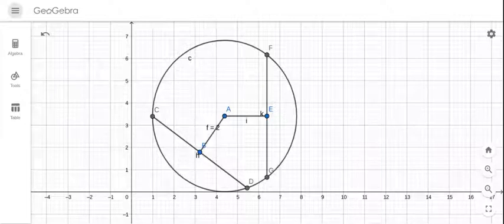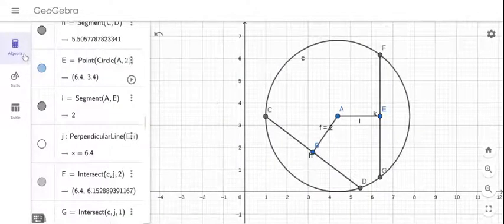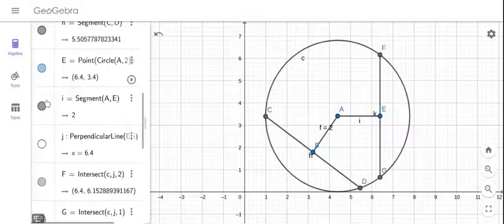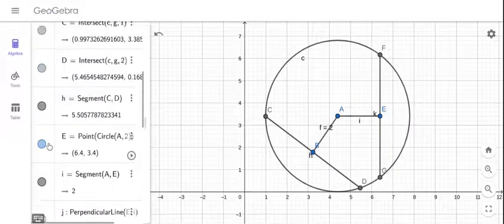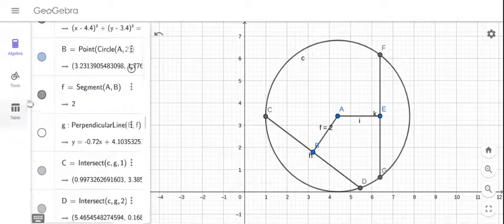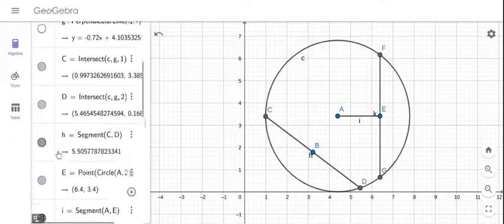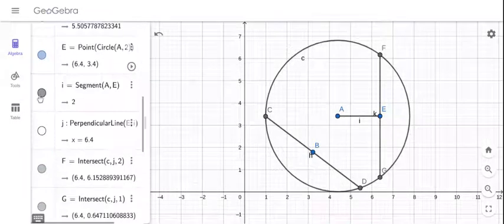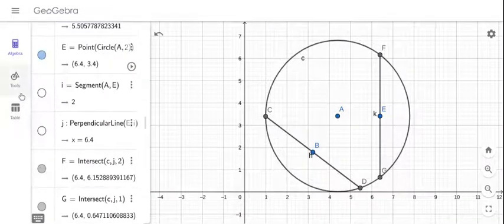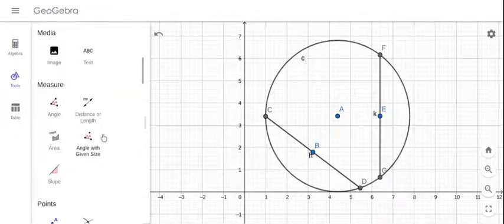Now I want to continue with this property: what we can do if we have two equal chords in a circle. So to start, let me just hide segment AB. Let me find where AB is over here. That's my segment AB. And let's hide segment AE because I won't need them. And let's see what we can do with this.